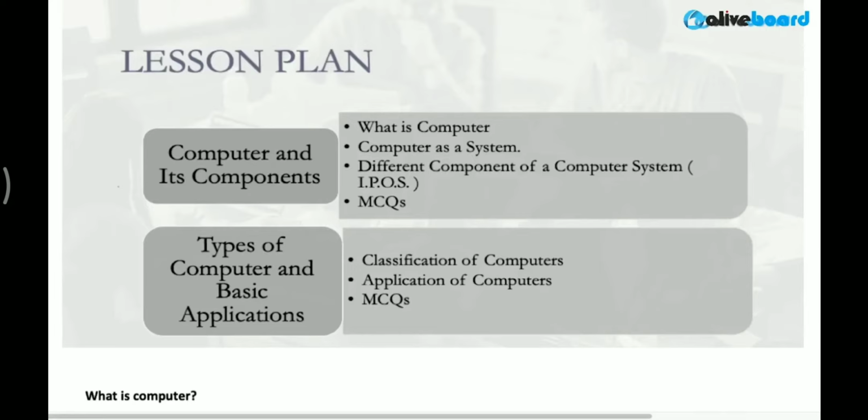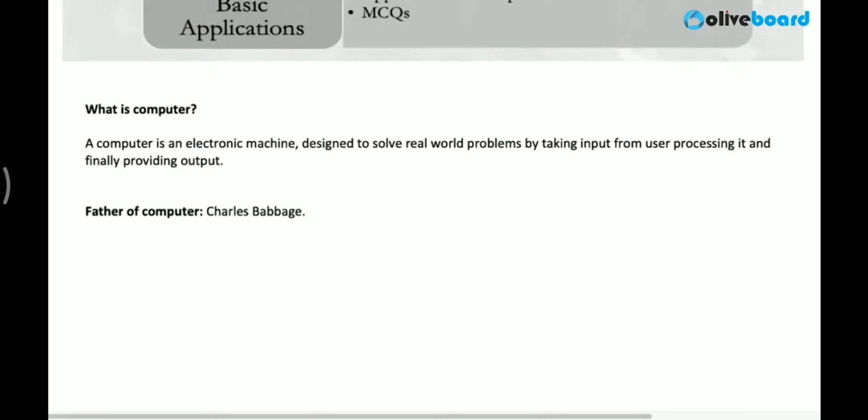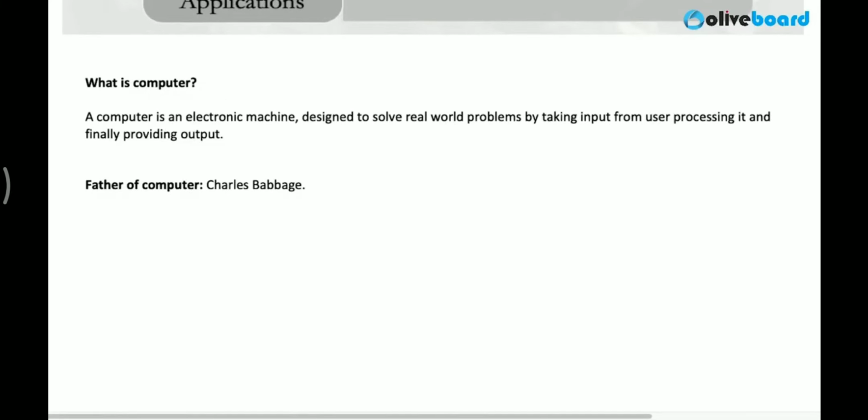Okay, so without wasting any time, let us start with the very first question, and that is, what is a computer? So if we go by the definition, a computer is an electronic machine that is designed to solve real world problems. Okay, and how does the computer do that? It does that by simply taking some input from the user, processing it, and finally providing something as an output.